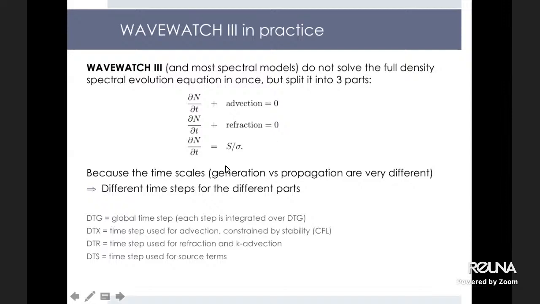And because of that, we have different time steps in the model. It is a bit like for CROCO, where we have the barotropic mode and the baroclinic mode, so we have 2 different time steps. For WaveWatch, we have 3 different time steps, actually 4, because there is a global time step, but it depends on the other ones. And these different time steps have to be set according to their constraints.